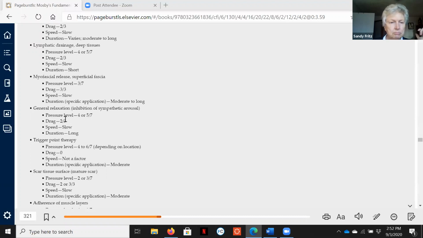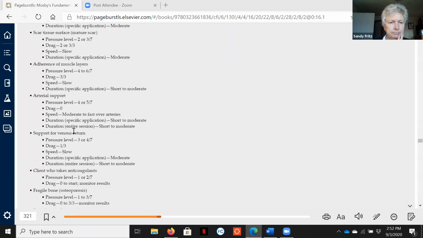Non-painful. Drag is about a 2. Speed is slow and the duration is long. So this becomes the way that you modify the outcome: through modulating these approaches.